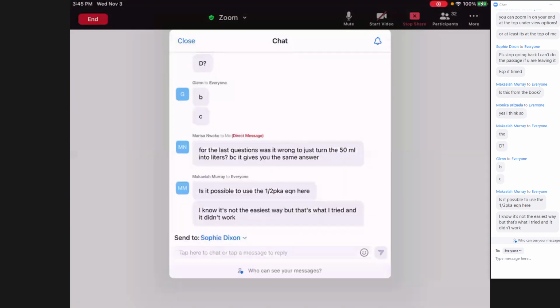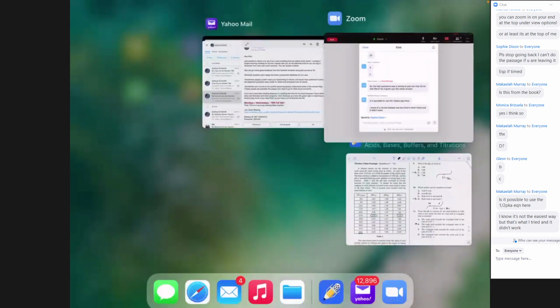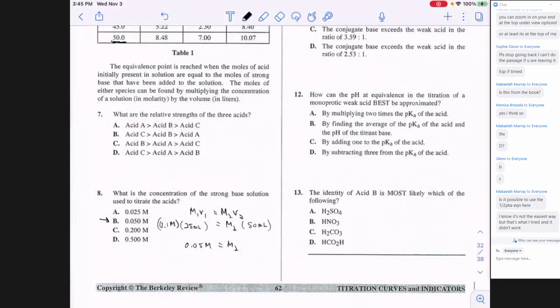Sorry. Someone asked for the last question when I did question 8. Was it wrong to turn it into milliliters? Since this is both in milliliters, you're just going to cancel them out, and you're going to end up with concentration. You can convert them into liters and do the same math, except you're going to have to deal with decimal math. That's why for 8, I didn't bother to change them. Oh, I meant I didn't even do the equation. I just turned 50 milliliters into liters, and then it just gave me the answer. Was it wrong to do that?